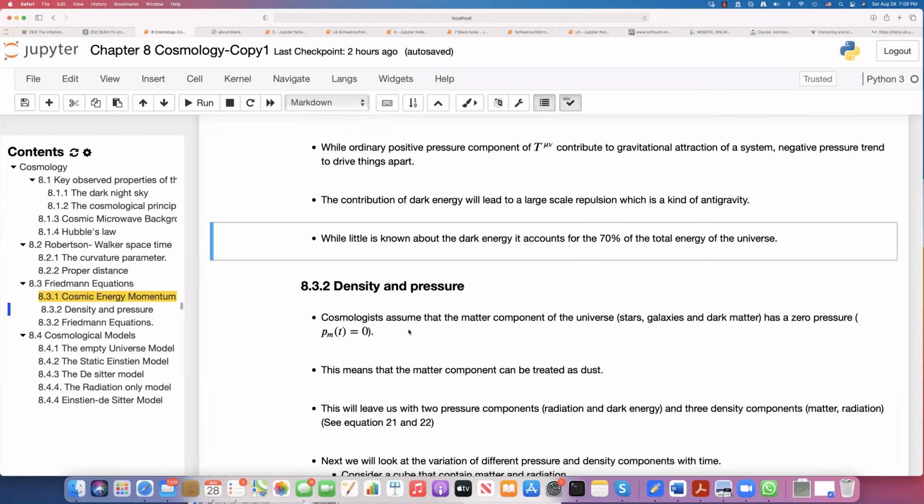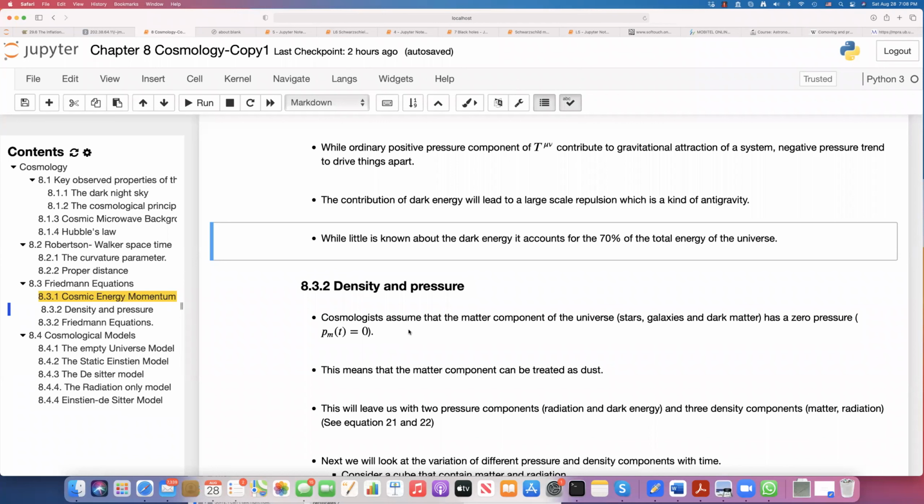Now let's go back and look at these density and pressure terms that we have been discussing. Another assumption that cosmologists make is about the matter component of the universe. Normally the matter component means all the matter in stars, galaxies, and also in dark matter, right? Dark matter is also a matter component. Remember once again that this dark matter is not related to the dark energy part. It's a completely different thing, right? And the cosmologists assume that the matter component has zero pressure, right?